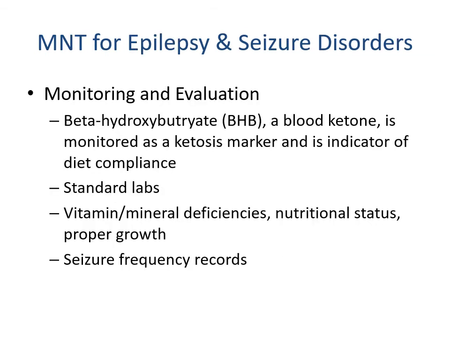So, things that we can monitor for patients on these types of diets. The beta hydroxybutyrate, or BHB, is a blood ketone that's monitored as a ketosis marker. This is kind of like, instead of checking blood sugar, we check blood ketones. Also standard lab panels, and being on the lookout for vitamin and mineral deficiencies, nutrition status, and proper growth, and again, keeping seizure frequency records to see if this had the effect that we were desiring.